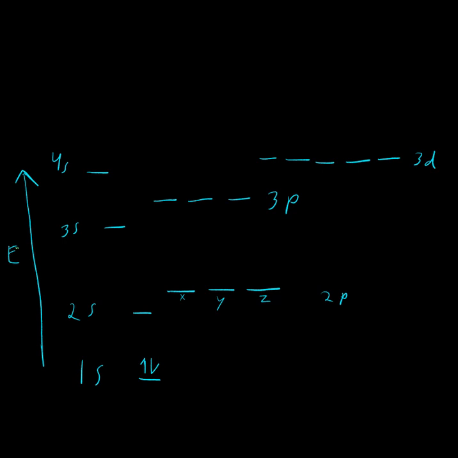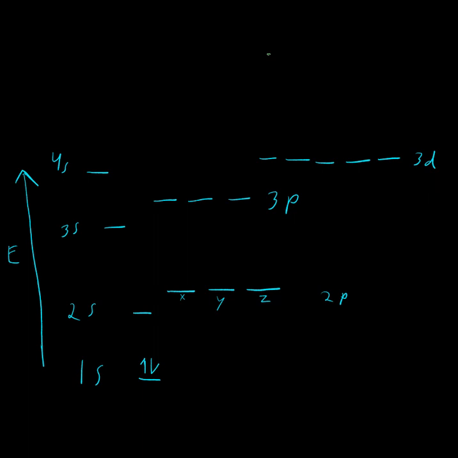The other thing is Pauli's exclusion principle, which tells us no 2 electrons in the same atom can have the same set of 4 quantum numbers, which in our diagram is really just saying that we can't have 2 up arrows in the same orbital, but it's also saying that you can't have 2 electrons with the same n, L, m sub L, and m sub s.